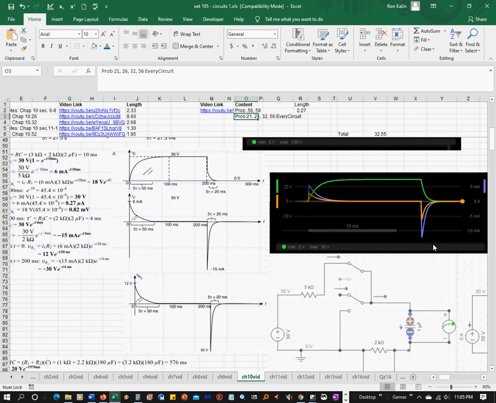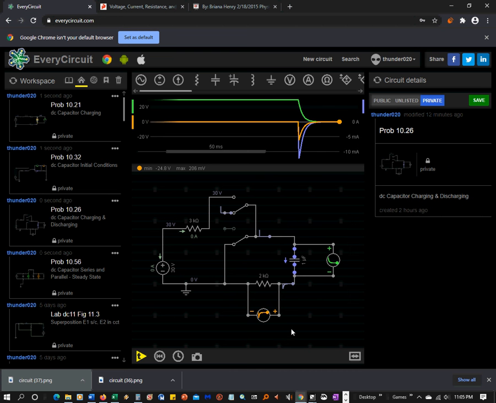I put all 3 phases, all 3 positions of the switch, right here as shown. So that is that problem in Every Circuit.